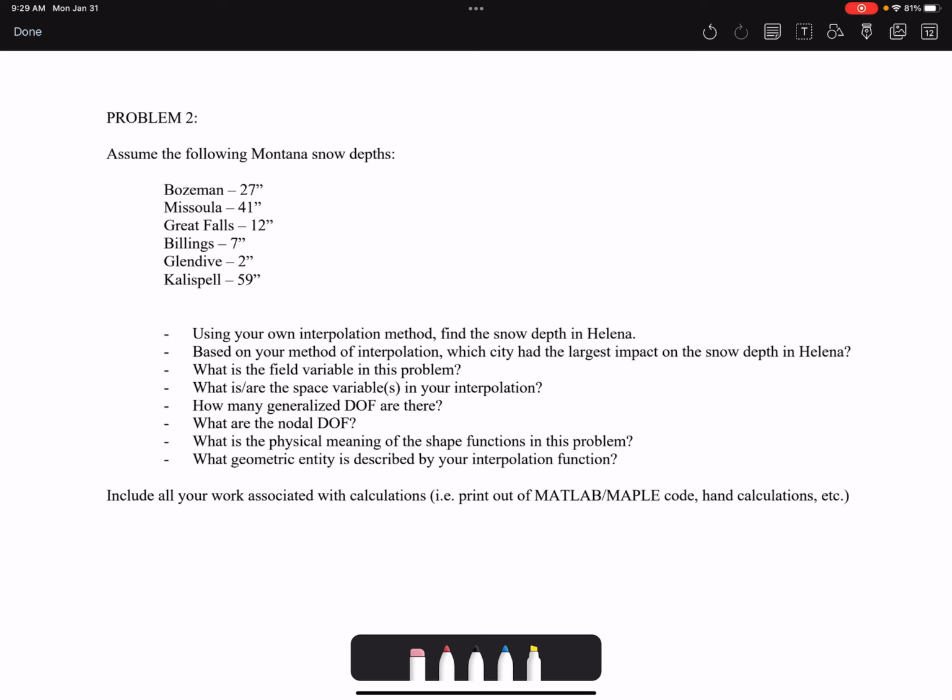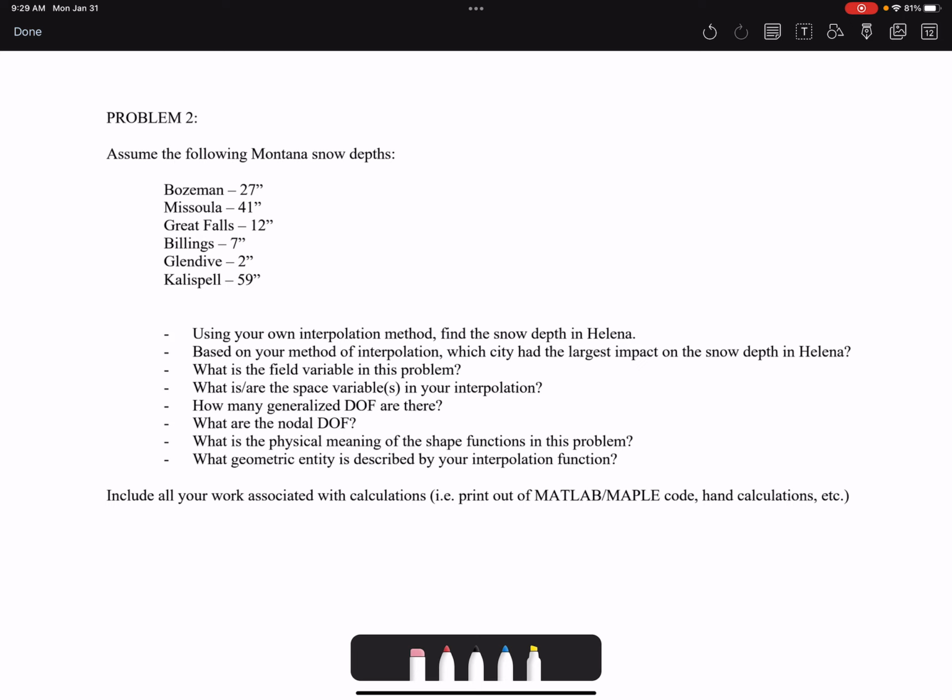There's a lot of potential variables that you could select in order to establish what's going on in Bozeman versus Missoula and Great Falls, and then eventually Helena. As we just mentioned, we've got latitude, longitude, we've got distance, we've got elevation, we've got all sorts of stuff. Space variable just essentially classifies a known point based on where it sits in space, and that space can be different things. How many generalized degrees of freedom are there? It's a function of your nodal values. What are your nodal degrees of freedom?